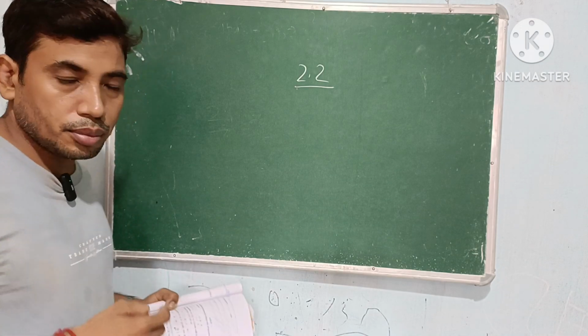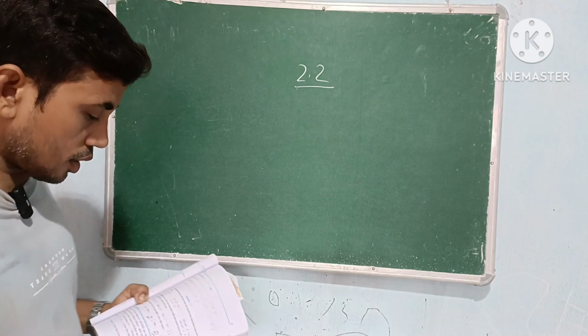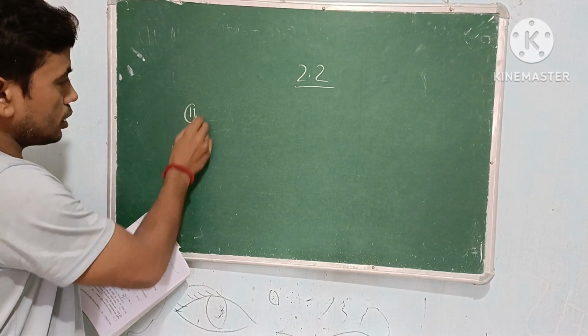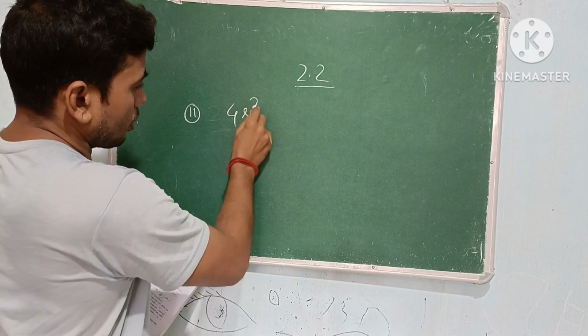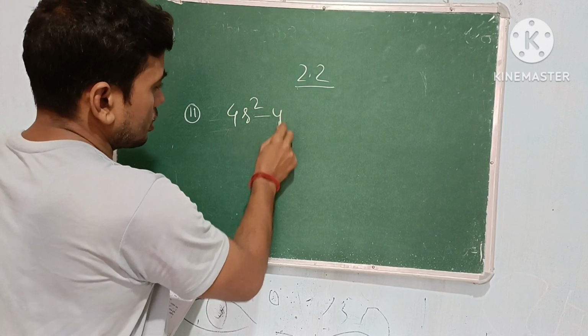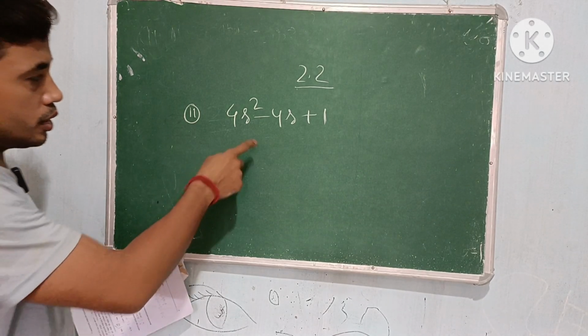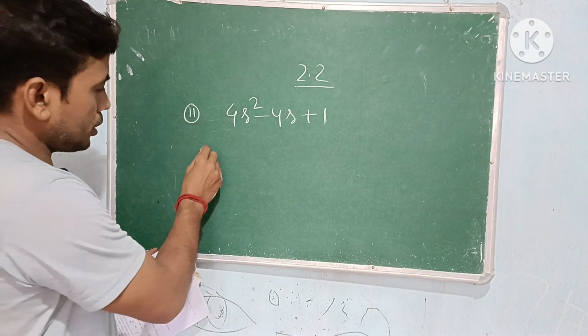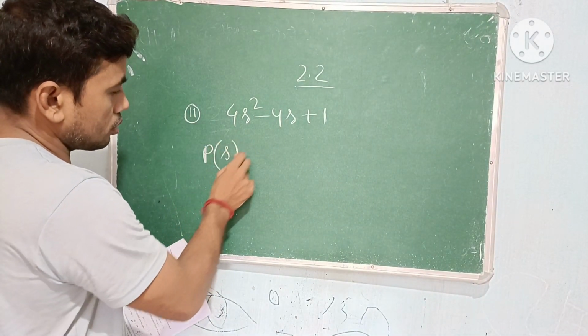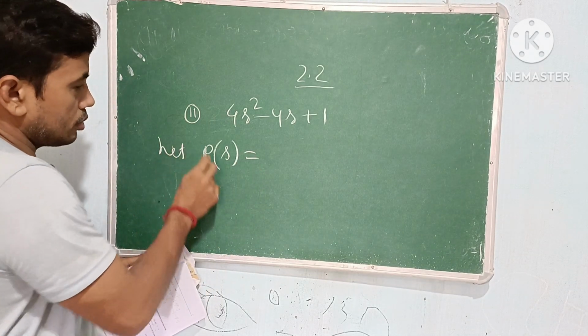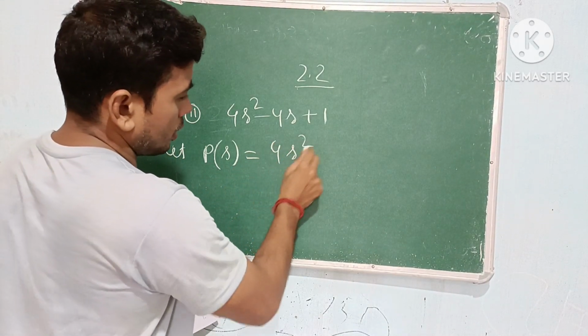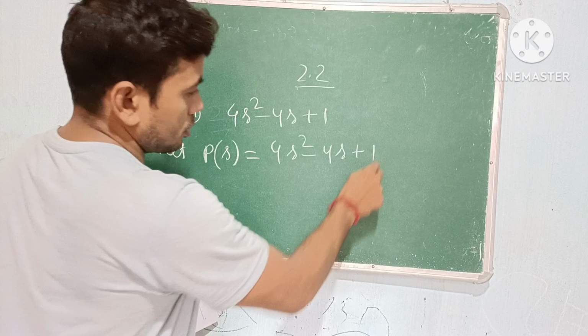So we discussed the first example in the previous class. Okay, now today the example is what? 4s square minus 4s plus 1. Okay, so take this polynomial as p(s) because here the variable is s. So let p(s) is equal to 4s square minus 4s plus 1.